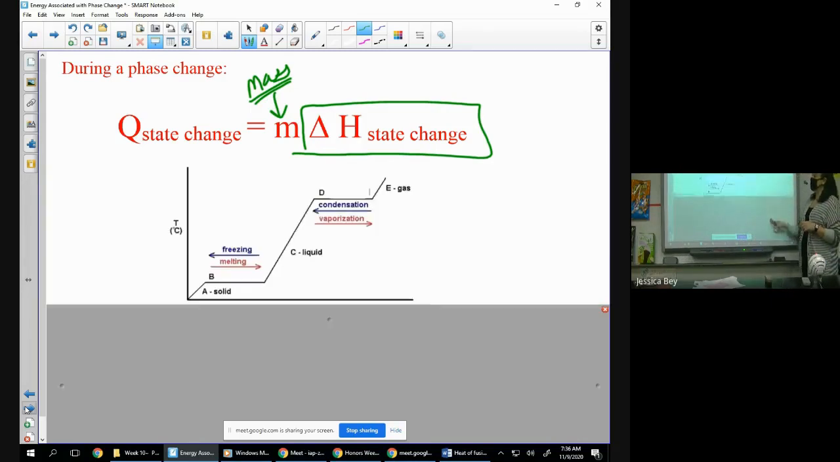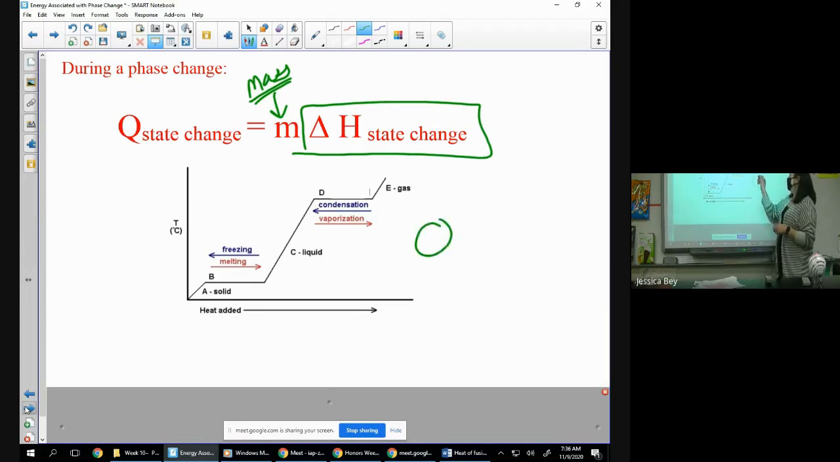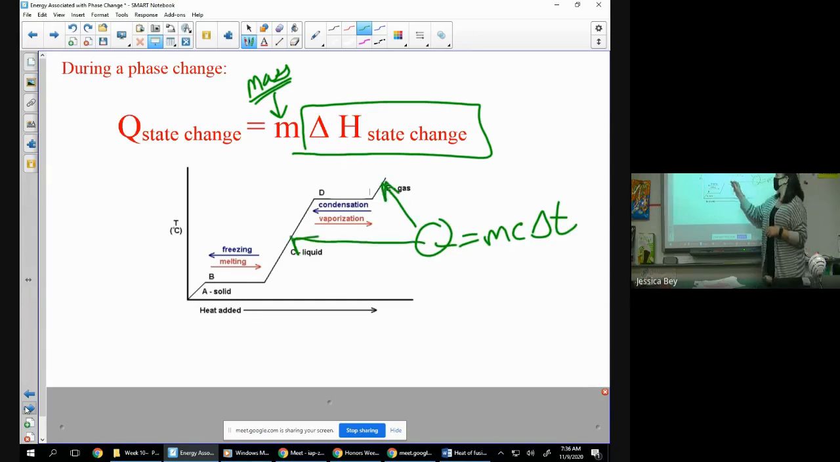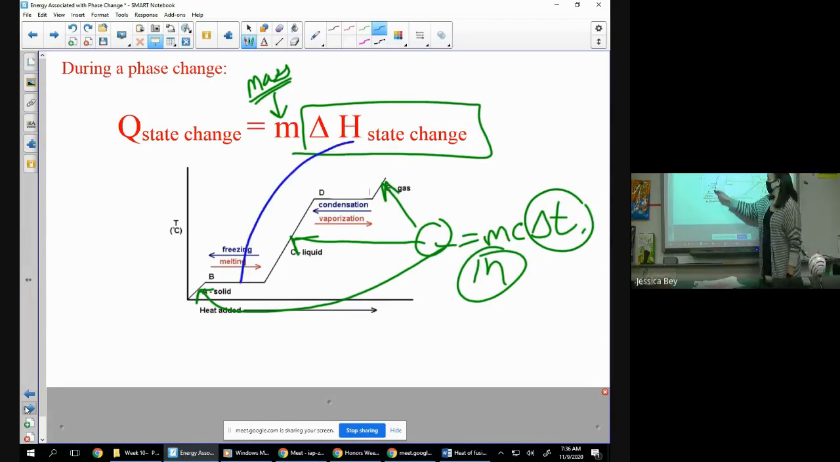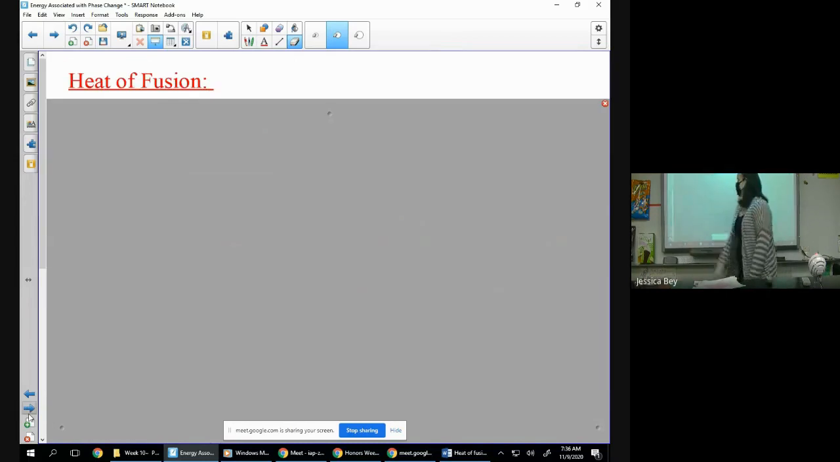So the main idea is Q equals MC delta T works for this angled line, this angled line, and this angled line, when you are in a phase and you're heating and cooling. However, when you are changing state here or here, you just take the mass times this given delta H. And there's two of them. There's one for freezing and melting and one for boiling and condensing. Let's do it. Two more things to write down.